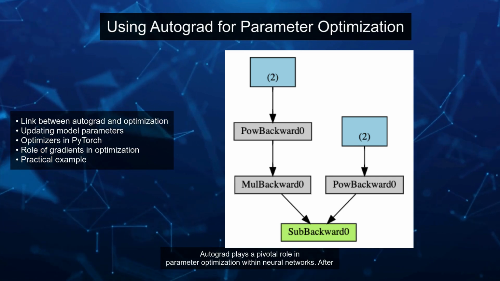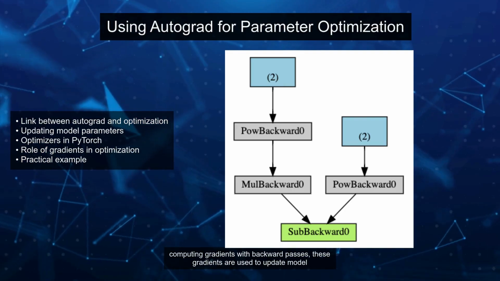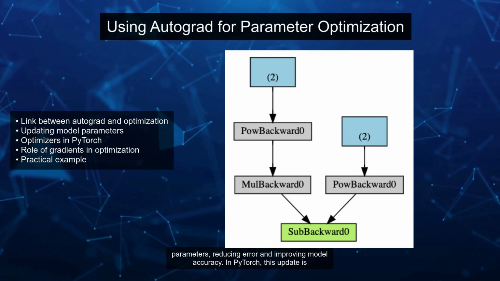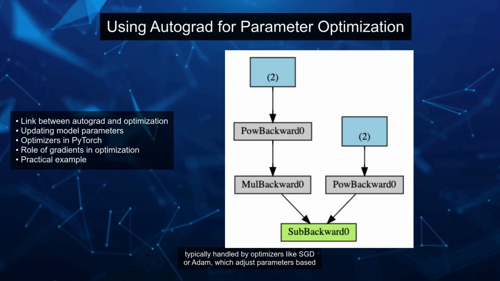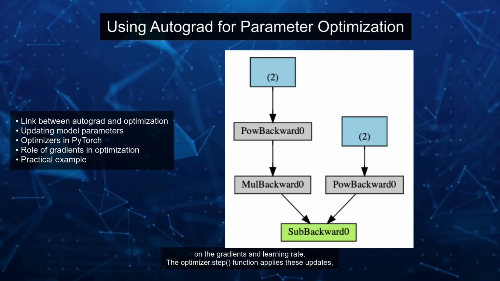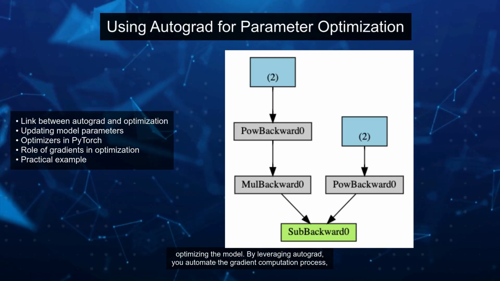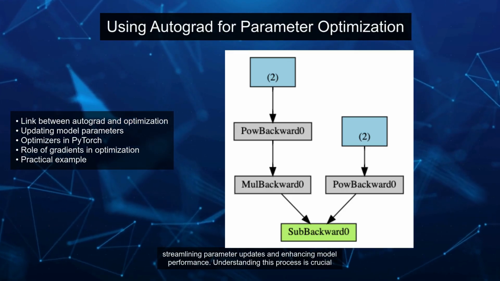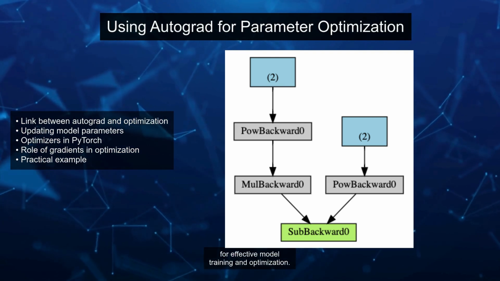Autograd plays a pivotal role in parameter optimization within neural networks. After computing gradients with backward passes, these gradients are used to update model parameters, reducing error and improving model accuracy. In PyTorch, this update is typically handled by optimizers like SGD or Adam, which adjust parameters based on the gradients and learning rate. The optimizer.step function applies these updates, optimizing the model. By leveraging Autograd, you automate the gradient computation process, streamlining parameter updates and enhancing model performance. Understanding this process is crucial for effective model training and optimization.